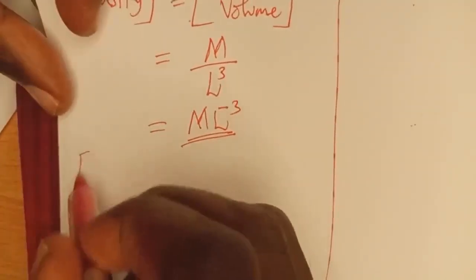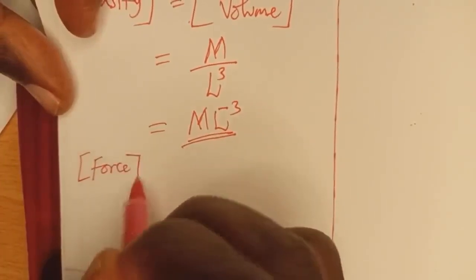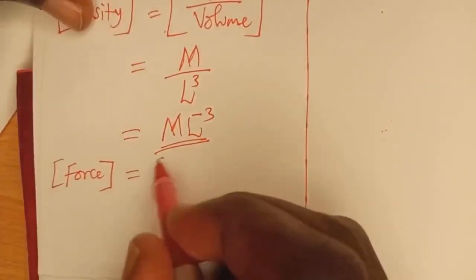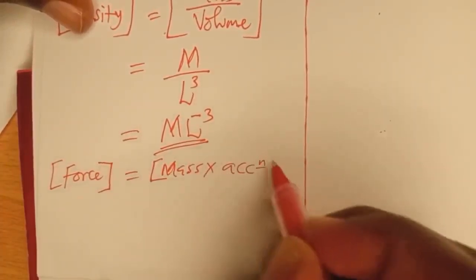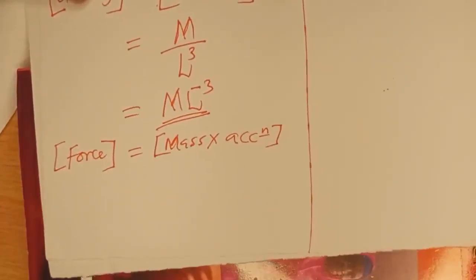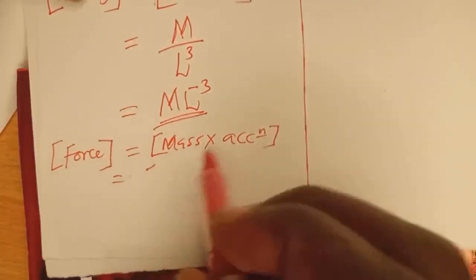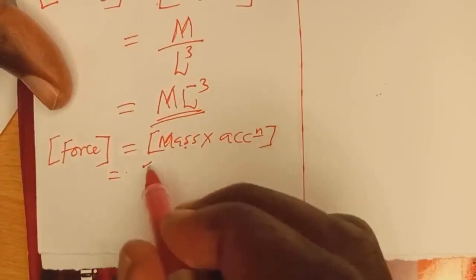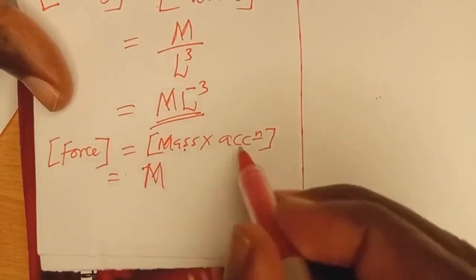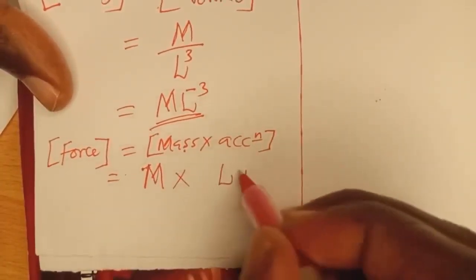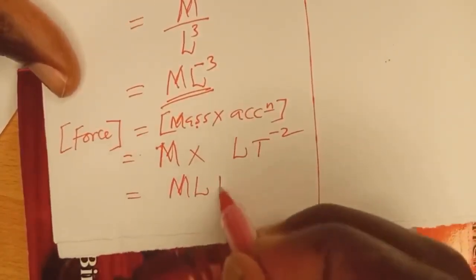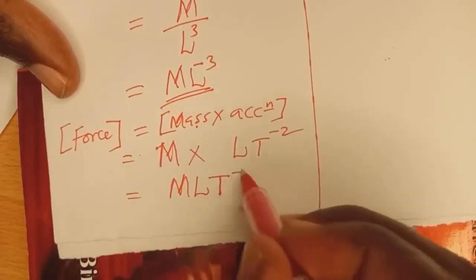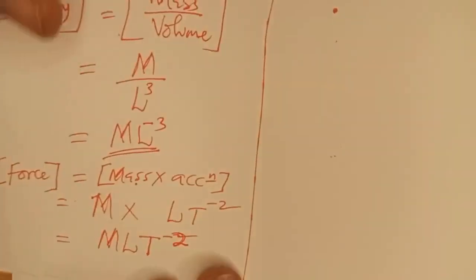What of force? If I want to get the dimension of force, God, I love force, this is equal to mass times acceleration, from Newton's second law. So I will now combine the dimension of mass and acceleration. Mass is capital M, and for acceleration it is LT to the minus 2. If I combine this together, the dimension of force becomes MLT to the minus 2. Okay, also don't forget this.